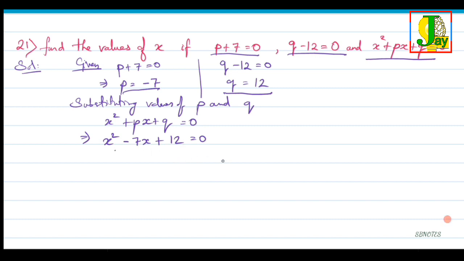Now you can easily solve this, and you need to complete this on your own. Complete it and let me know the answers in the comment section. If you see, the product of a and c is 12, and the factors of 12 which give you 7 are 4 and 3. 4 into 3 is 12 and 4 plus 3 is 7. So you can now easily find the solution.